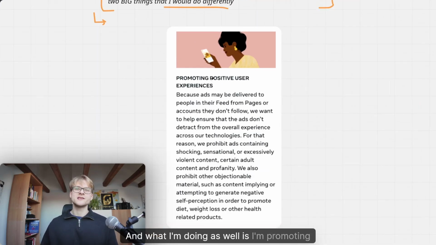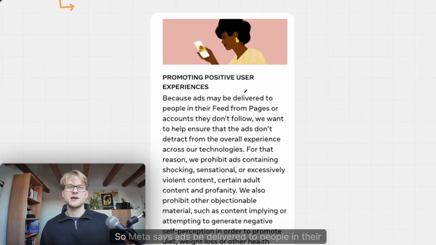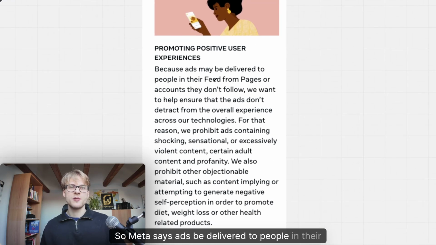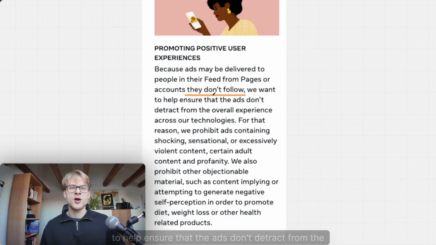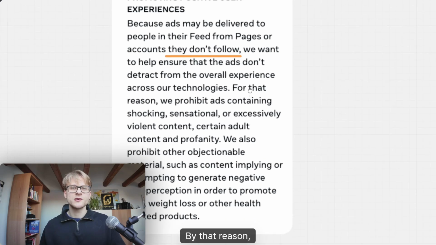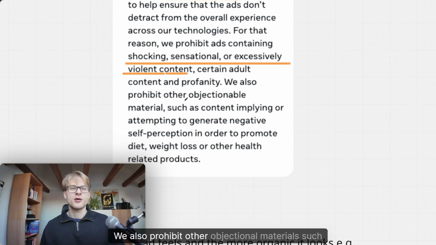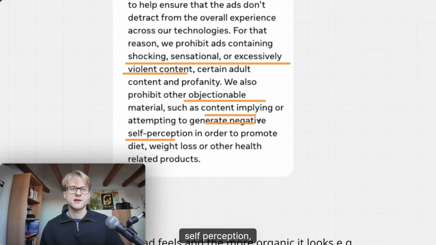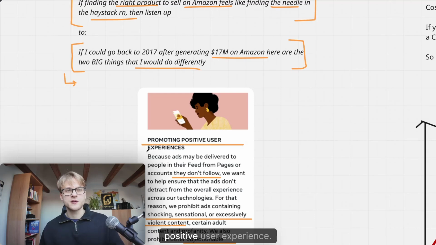And what I'm doing as well is I'm promoting positive user experience. Look, this is from Meta's website. Meta says ads should be delivered to people in their feeds, from pages or content they don't follow, okay? We want to help ensure that the ads don't detract from the overall experience across our technologies. For that reason, we prohibit ads containing shocking, sensational, or excessively violent content, certain adult content, and profanity. We also prohibit other objectionable materials such as content implying or attempting to generate negative self-perception, and so on. So what Meta wants to do is promote positive user experience.